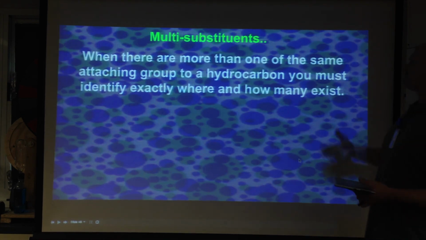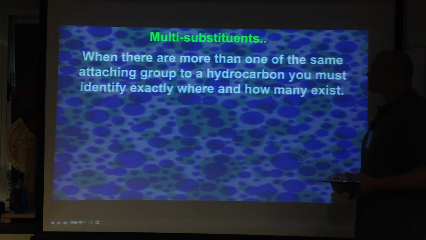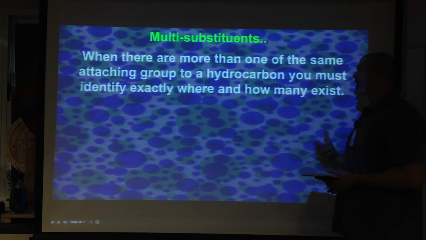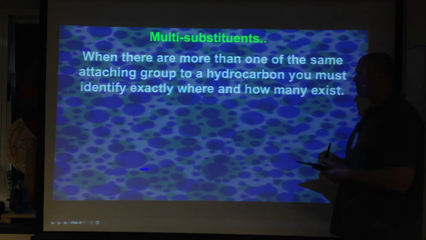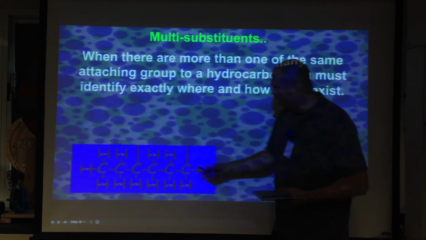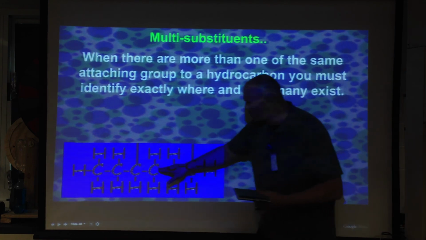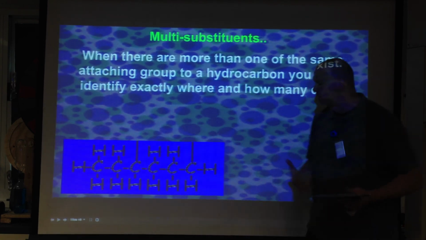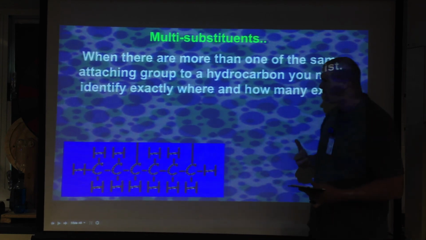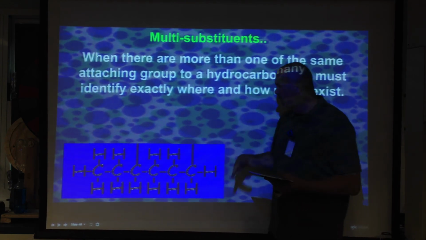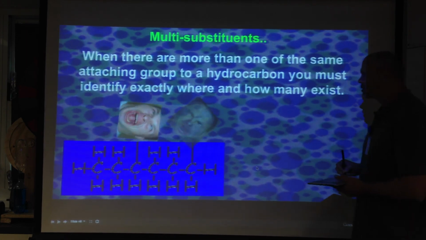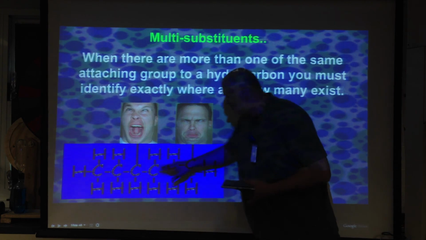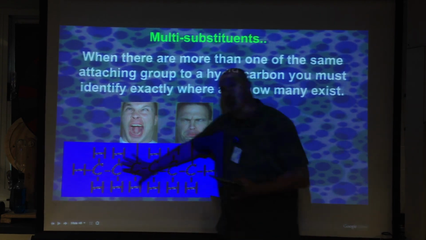Now, multi-substituents. When there are more than one of the same attaching group to a hydrocarbon, you must identify exactly where and how many exist. So, now we're going to have more than one attaching group. For instance, now we bring back our compound here. And you can see it's a 1, 2, 3, 4, 5, 6. Our longest continuous chain is a hexane. And on the hexane we have 2 what? Well, we have 2 things attaching. And we're going to make them the same, and we're going to bring back our 2 Grodzkis. So we've got a Grodzki on this carbon, a Grodzki on this carbon. They're attached to the same what?